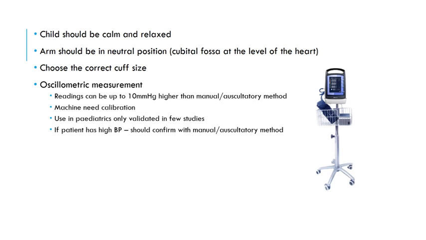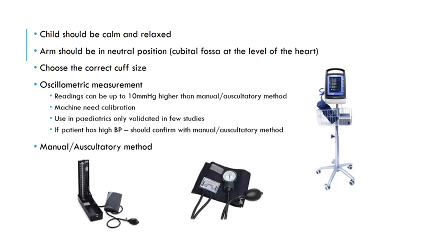You get the oscillometric measurement. So these are where you use the machines to take the blood pressure. They are designed to measure about 10 millimeters higher than the manual or auscultatory method. The problem with these machines is that very few of them have actually been calibrated or validated for pediatrics. So you can use them, but if it does record a high blood pressure, then you should be doing a manual measurement. And with manual measurement, you still have the old-fashioned mercury ones, or otherwise the aneroid versions.